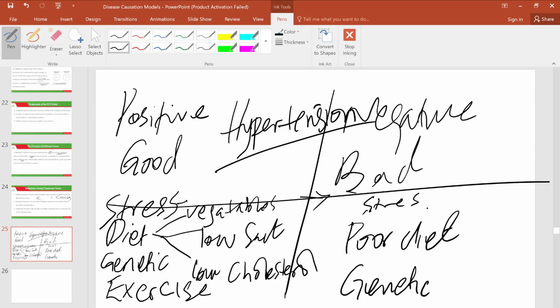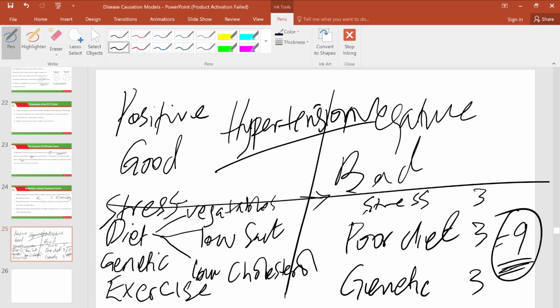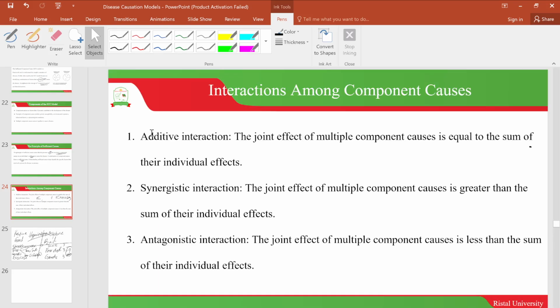So you have stress, at the same time your diet is not good and you're not exercising, you're inactive. All these factors, if you are giving them scores of 3, it means that you are having 9. When you have this aspect, that is what you call additive. The factors pile on one another to either cause or not cause a particular condition. That is the first concept that we have here.